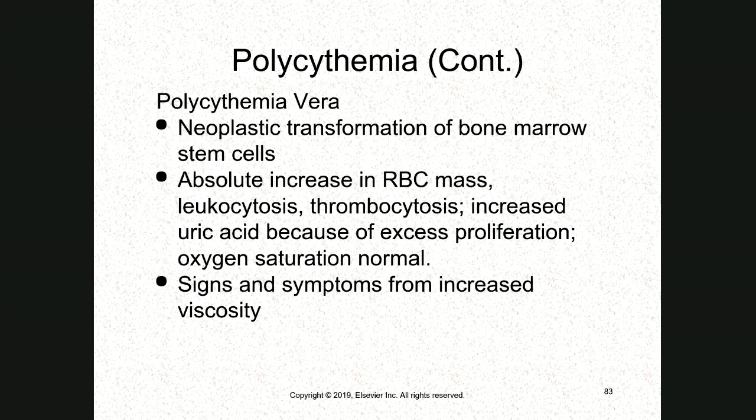All right. Let's go again with the polycythemia. And remember that we have polycythemia vera, neoplastic transformation of the bone marrow stem cells, with an absolute increase in the red blood cell mass, leukocytosis, thrombocytosis, and an increase in uric acid because of the excess proliferation of the red blood cells. Oxygen saturation is still normal.